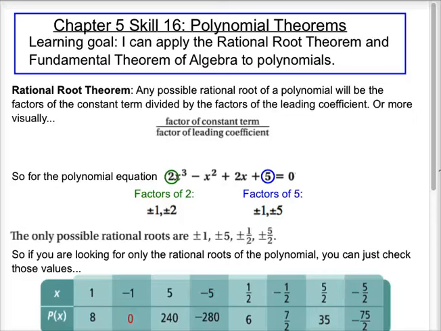So today we're going to talk about two polynomial theorems. The first polynomial theorem we're going to reference is called the rational root theorem. What that says is any possible rational root of a polynomial will be the factors of the constant term divided by the factors of the leading coefficient. So more visually, any rational root has to be a factor of a constant term divided by a factor of the leading coefficient. Now, what this looks like.